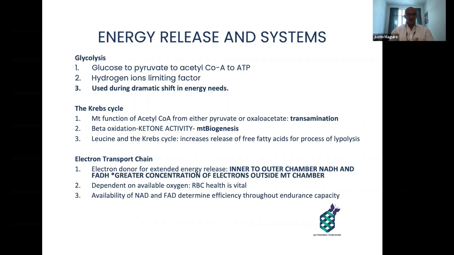The Krebs cycle over here, mitochondrial function of acetyl-coenzyme A from either pyruvate or oxaloacetate, which goes through processes of transamination to occur. Beta oxidation, ketone activity, mitochondrial biogenesis, and this is what I mentioned to you guys before as well, is making sure that the mitochondria become better programmed, if you want to call it that, toward utilizing fats or ketones as a predominant fuel source in states of rest, as opposed to that of glucose, which is a far greater energetic depth and stress impact to what we mentioned in the previous slide, to the sympathetic drives of stress outcomes.